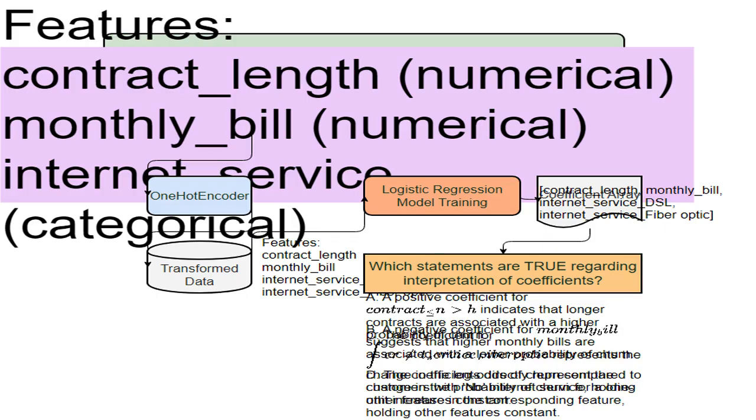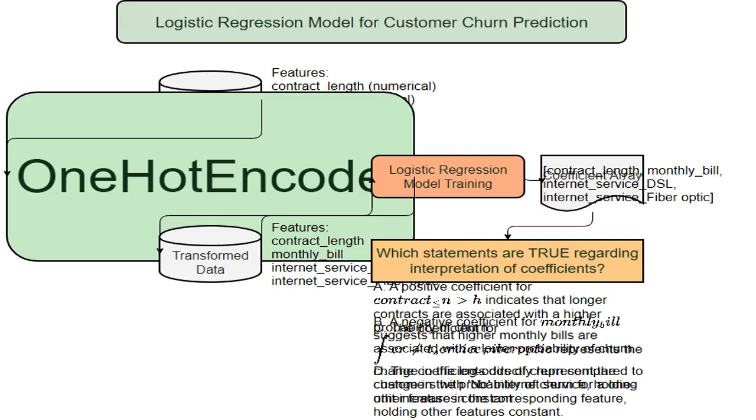This converts text categories, DSL, fiber optic, no, into numbers that the model can understand. After one hot encoding, my internet_service feature becomes two new features, internet_service_DSL, and internet_service_fiber optic. Each is a binary value, 0 or 1. No internet service is represented when both these new features are 0.